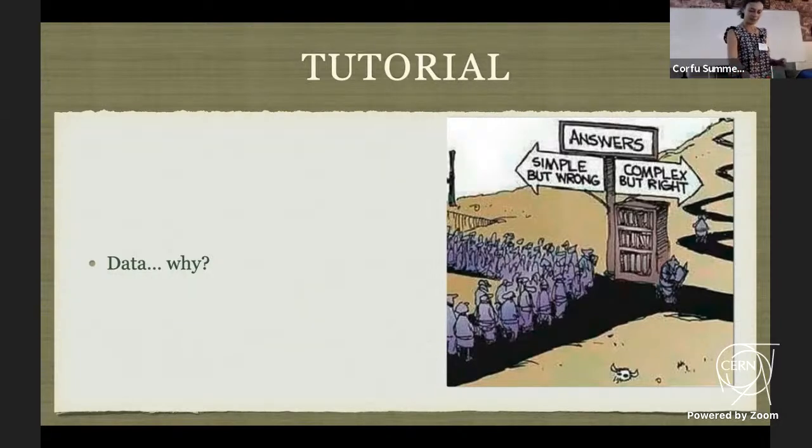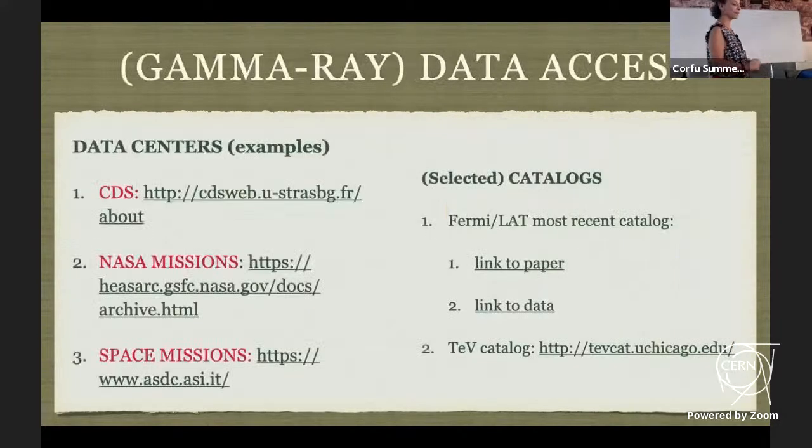Okay, so this is about data. In order to look at gamma ray data, or in general astronomical data, you have different ways. You have data centers, and here I put some examples. Maybe we look at them at the end if we have time.